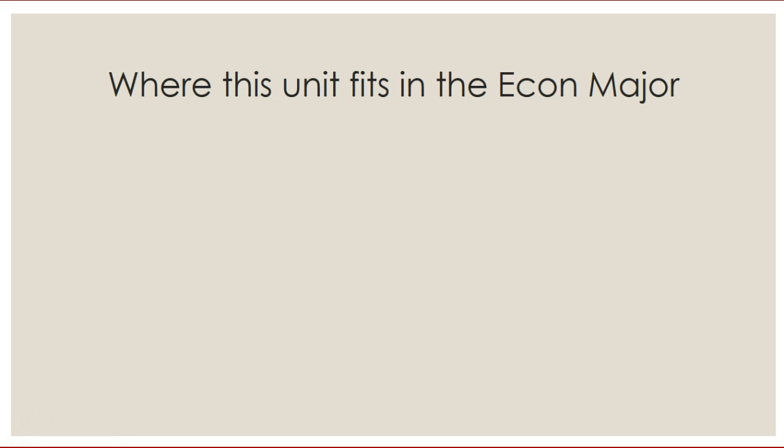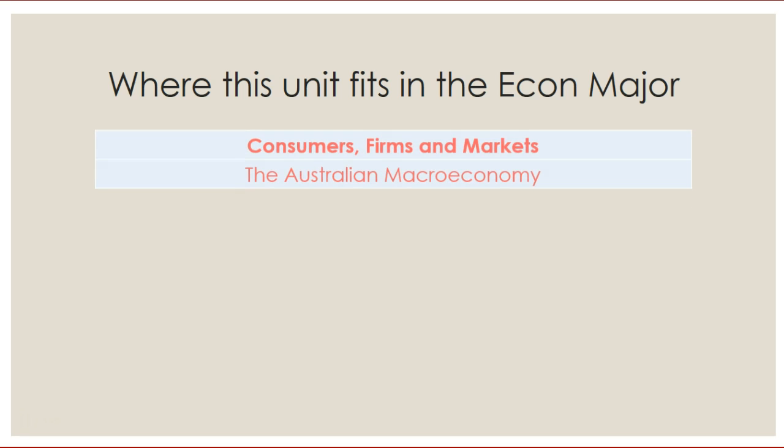So where do consumers, firms and markets fall within the economics major in the Bachelor of Business? If you look at the economics major, you'll see it actually has a certain structure to it, and that's no accident. In first year, you should study these two economics units as part of your degree: consumers, firms and markets, and the Australian macroeconomy.